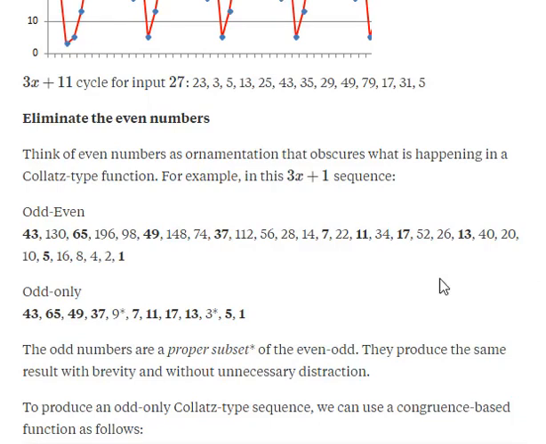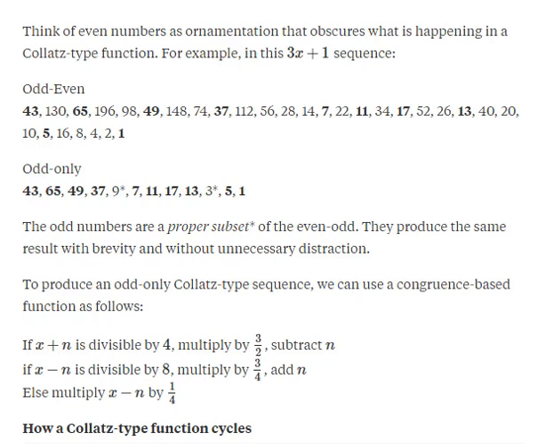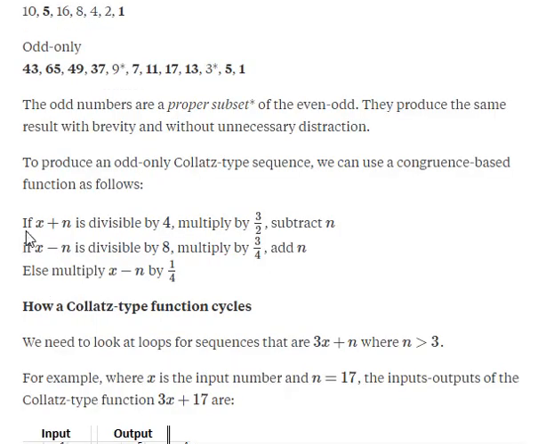Now the interesting thing to look at, and I'm going to pass over the regular sequences for 3x plus 1, where I'm contrasting an odd-even sequence with an odd-only sequence, and that the results are actually the same, but simpler in the case of the odd-only sequence. What I just want to show you is that in the function that produces this input-output sequence, and again I won't explain how I arrived at it, but you'll notice that I've got x plus n and x minus n.